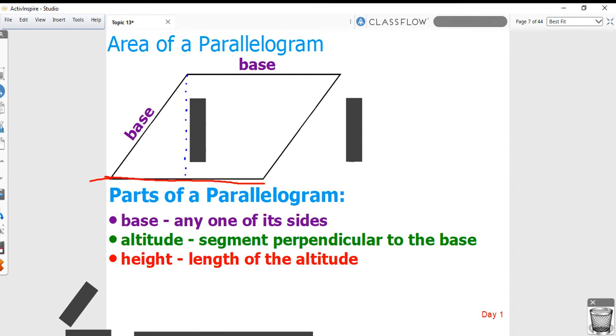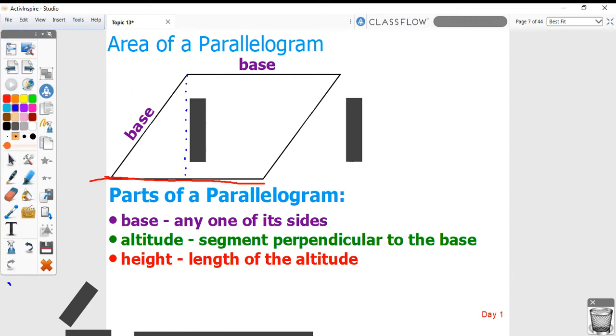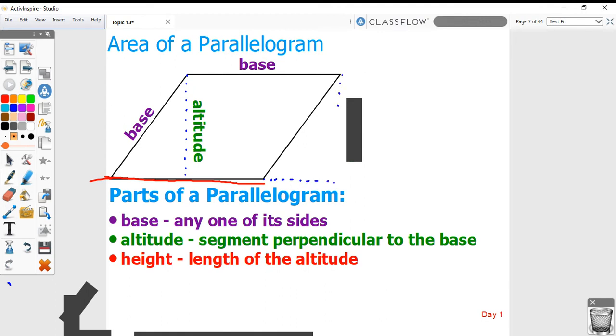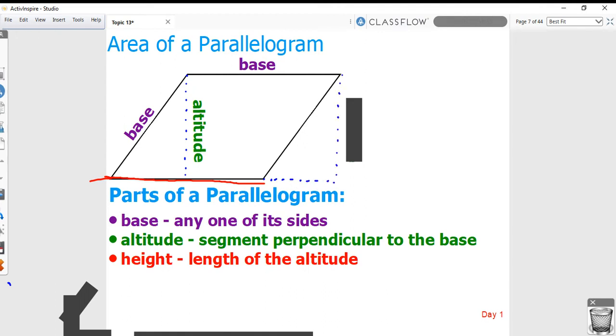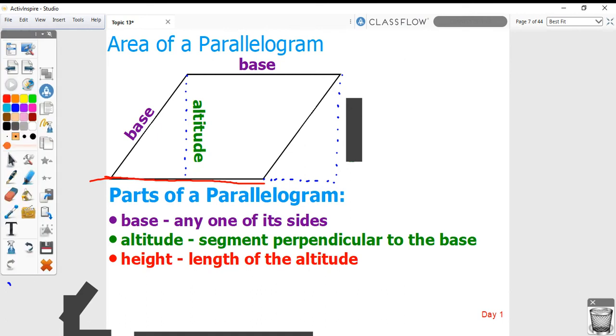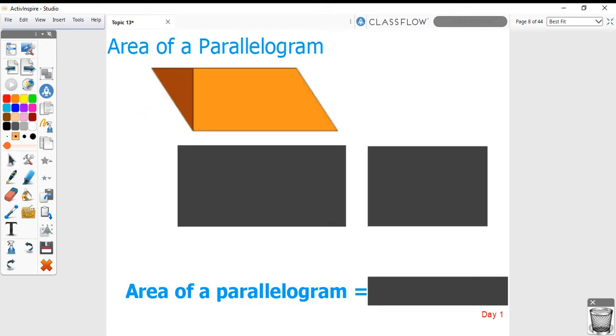On our previous problem, that dotted line that dropped straight down from the highest point to the lowest point was an altitude. On that previous problem, we actually had it where the base was extended out and the altitude was dropped down like that. That dotted line is the altitude. When you take how long that line is, that is where you get your height from. So when it's labeled with a number, that's what your height is.